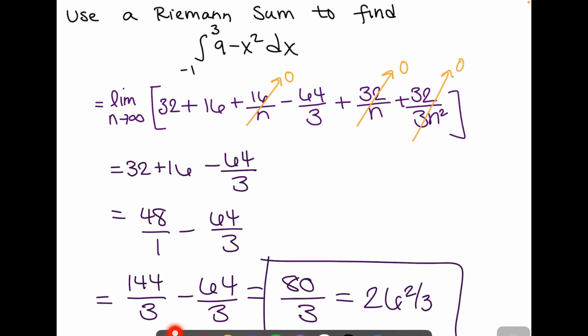Finally, I'm going to take the limit as n goes to infinity. Anytime we have that finite number over infinity, that's going to go to 0. So we are just left with 32 plus 16 minus 64 thirds. That simplifies all the way down to 80 thirds, or 26 and 2/3. And that is the value of this definite integral.